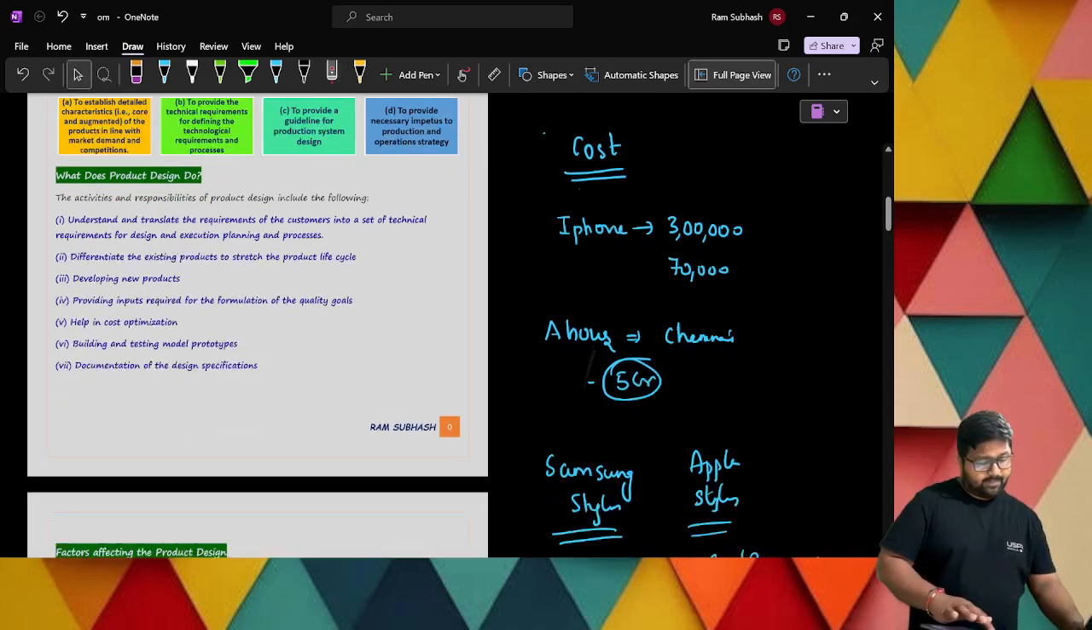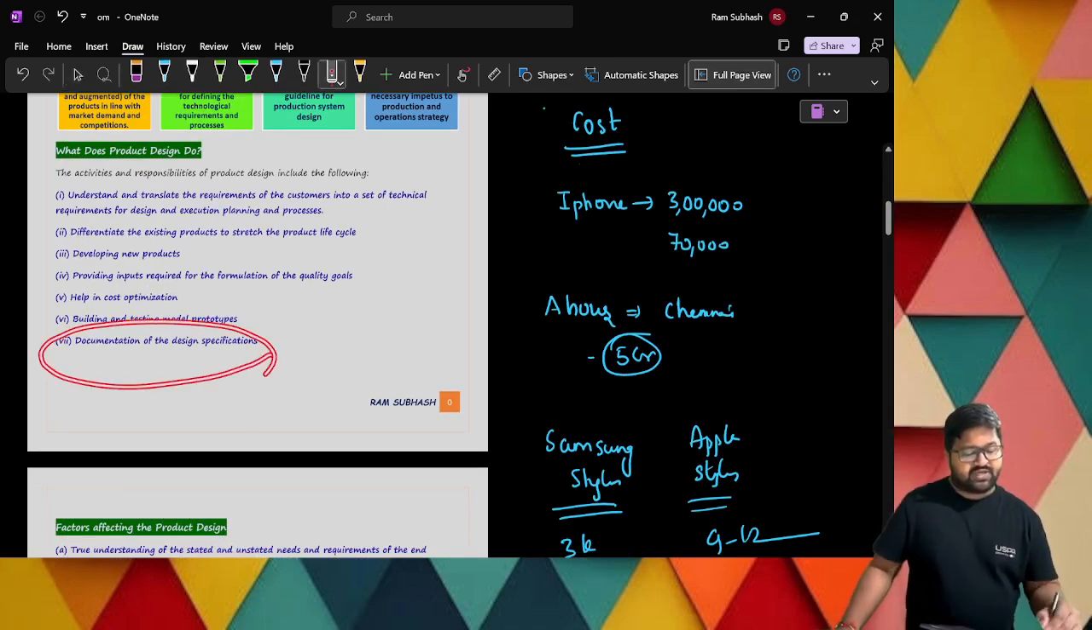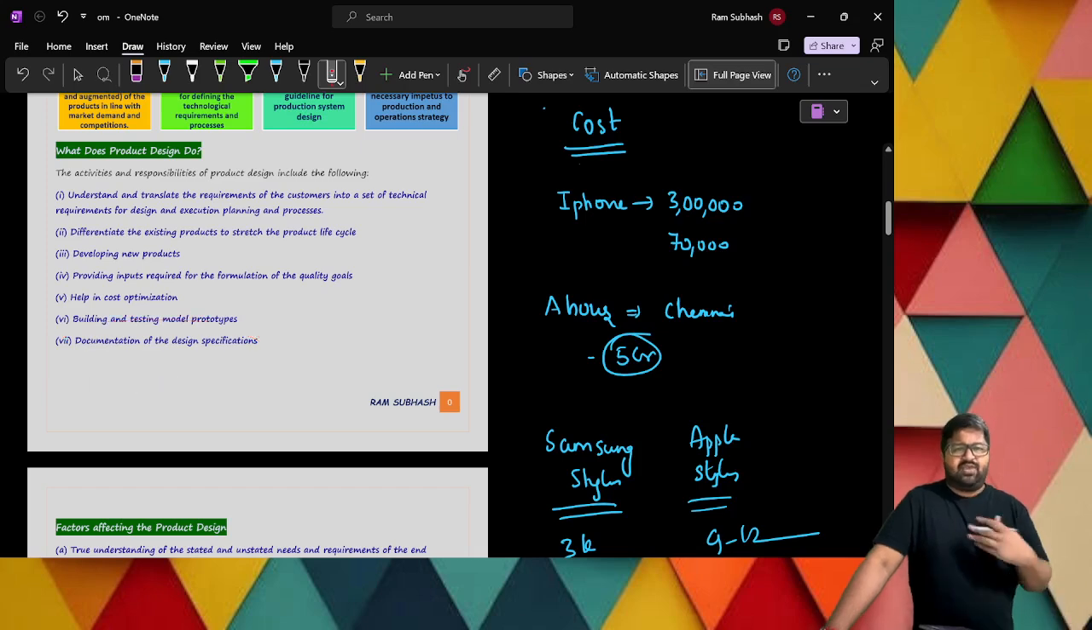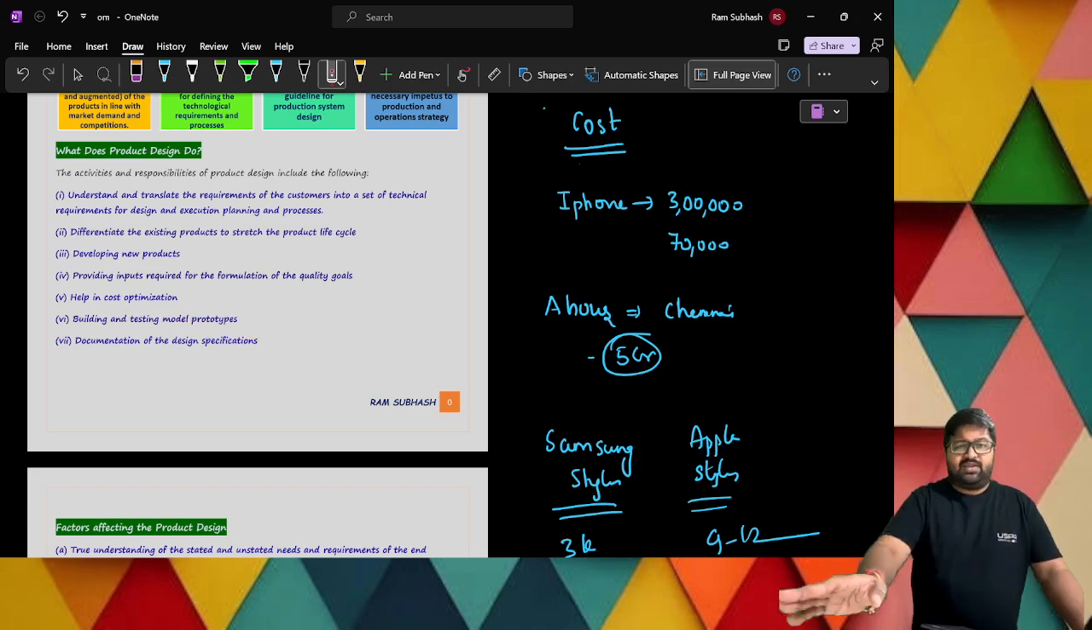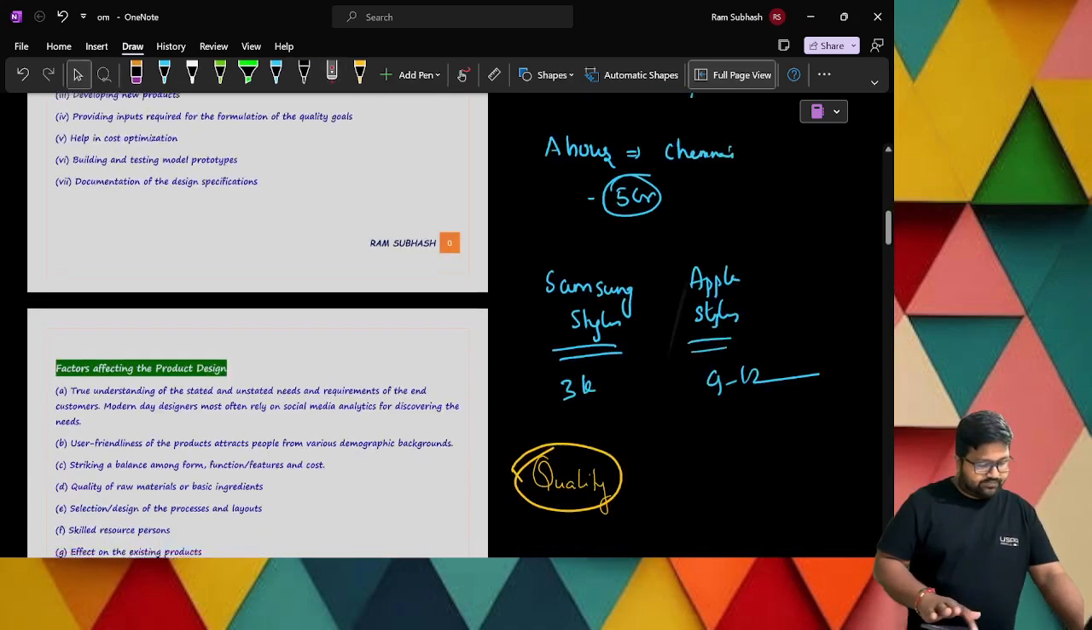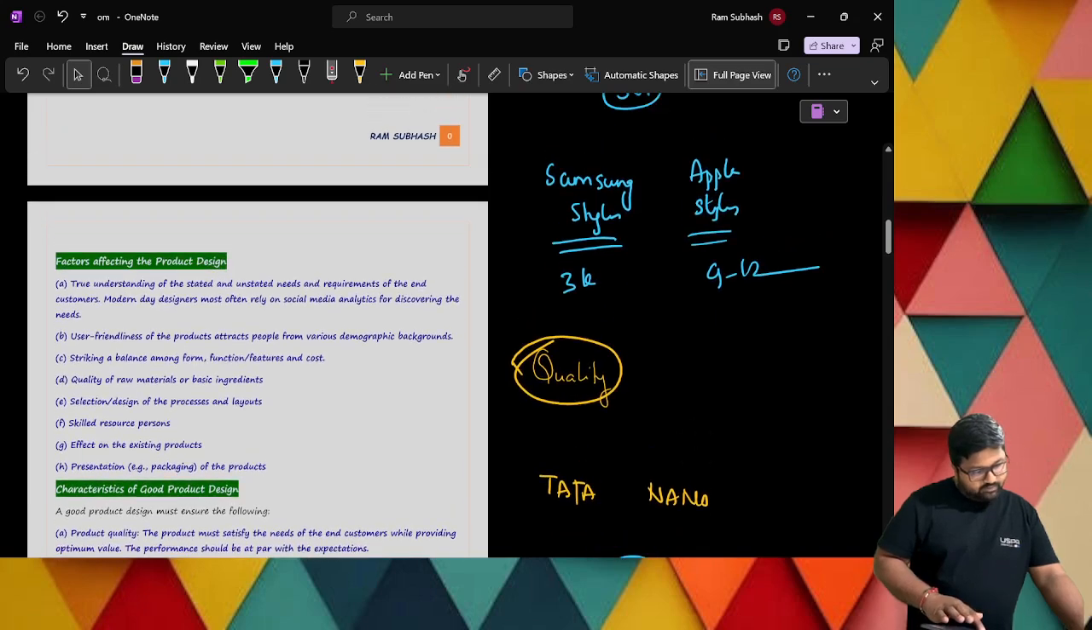Next, documentation of design specification. Generally, you, being upcoming auditors, should document everything in the same manner. Next, let us discuss the further important part.